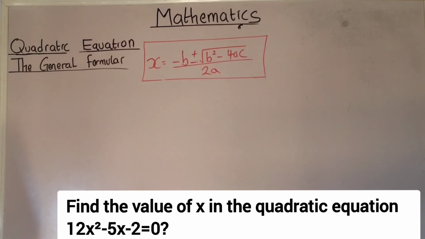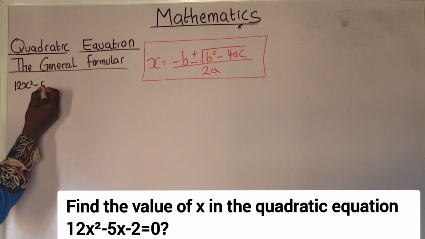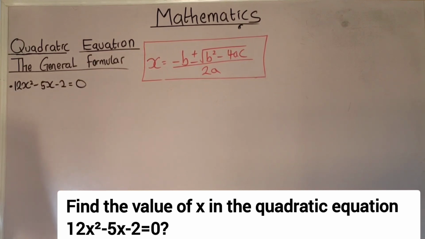Okay, we have 12x squared minus 5x minus 2 equals 0. Now don't forget that the first step here is to identify your a, b, and c. You understand? Because in the quadratic equation that we derived in our previous class, we need the value of a, b, and c. Now, what is the a, b, and c in this quadratic equation?